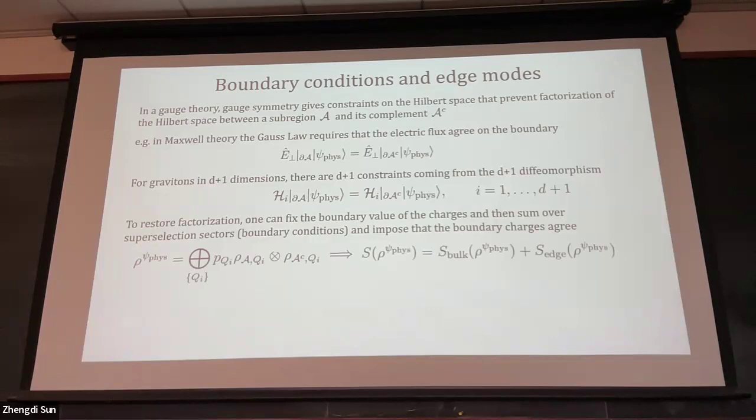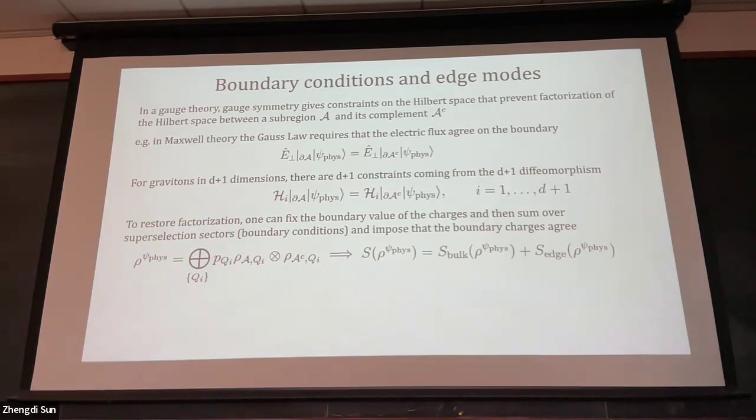So in particular, the density matrix will be, here's the sum over superselection sectors, weighted by the probability of being in a superselection sector. Here, Q_i is the eigenvalue of this charge H_i. So you sum over all those eigenvalues, labeling your different charges. And here you have the density matrix on A and the density matrix on A complement.